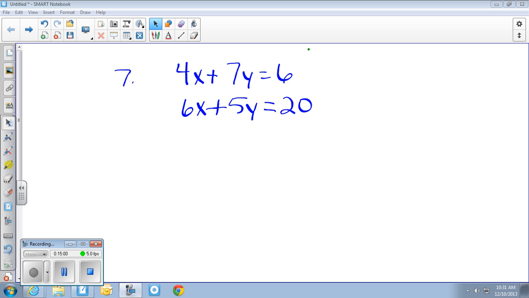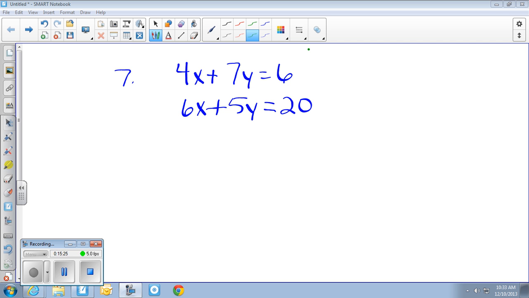Now, 4 and 6 are lower numbers, so those are the ones I'm going to deal with. Now I could do 7 and 5. It doesn't really matter, as long as I multiply that equation by the same number all the way across. So I'm trying to get to 12. 4 and 6 have a common multiple of 12. So I want to make one a positive 12, and then I need to make the other one a negative 12.